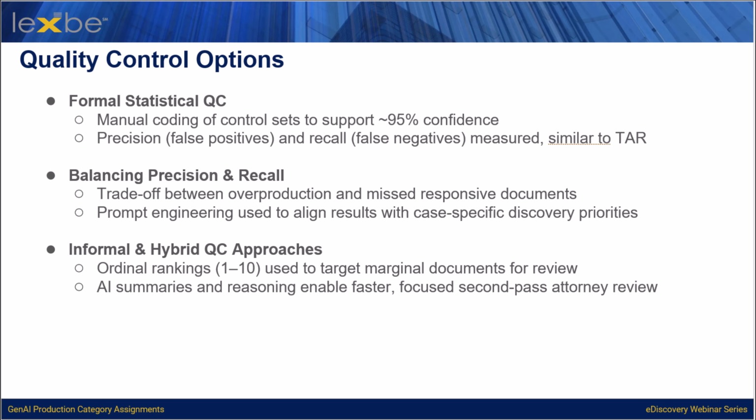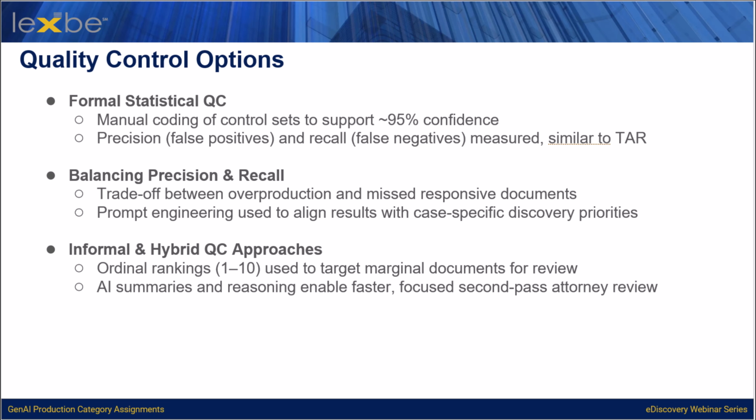Precision measures how many documents identified by the prompt as responsive are in fact responsive when reviewed by qualified human reviewers. It is commonly referred to as the true positive rate as well. For example, if the prompt flags 100 documents as responsive and human review confirms that 90 are truly responsive, the precision is 90%. The corresponding false positive rate is therefore 10%, 100% minus 90%.